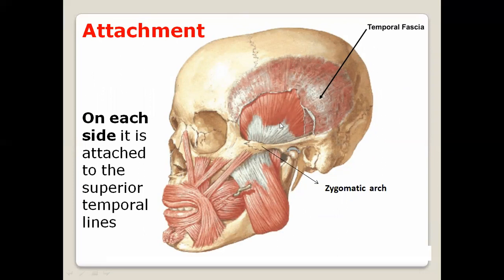If you see the attachment of the epicranial aponeurosis, on each side, it is attached to the superior temporal line, and it sends down an extension which crosses superficially over the temporal fascia, and it will be attached to the zygomatic arch. Although its actual attachment on the lateral side is the superior temporal line, it sends down a prolongation which will be attached to the zygomatic arch.